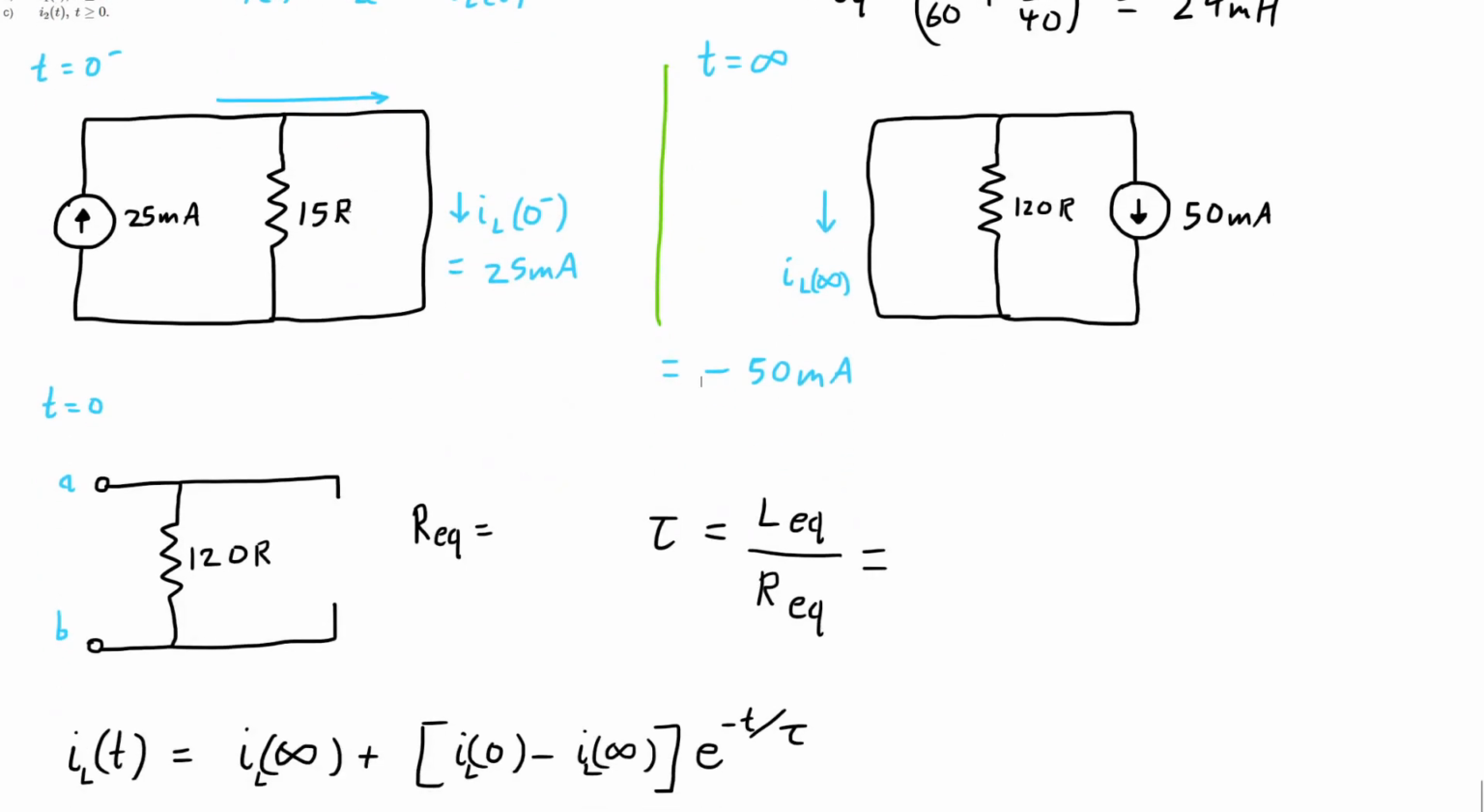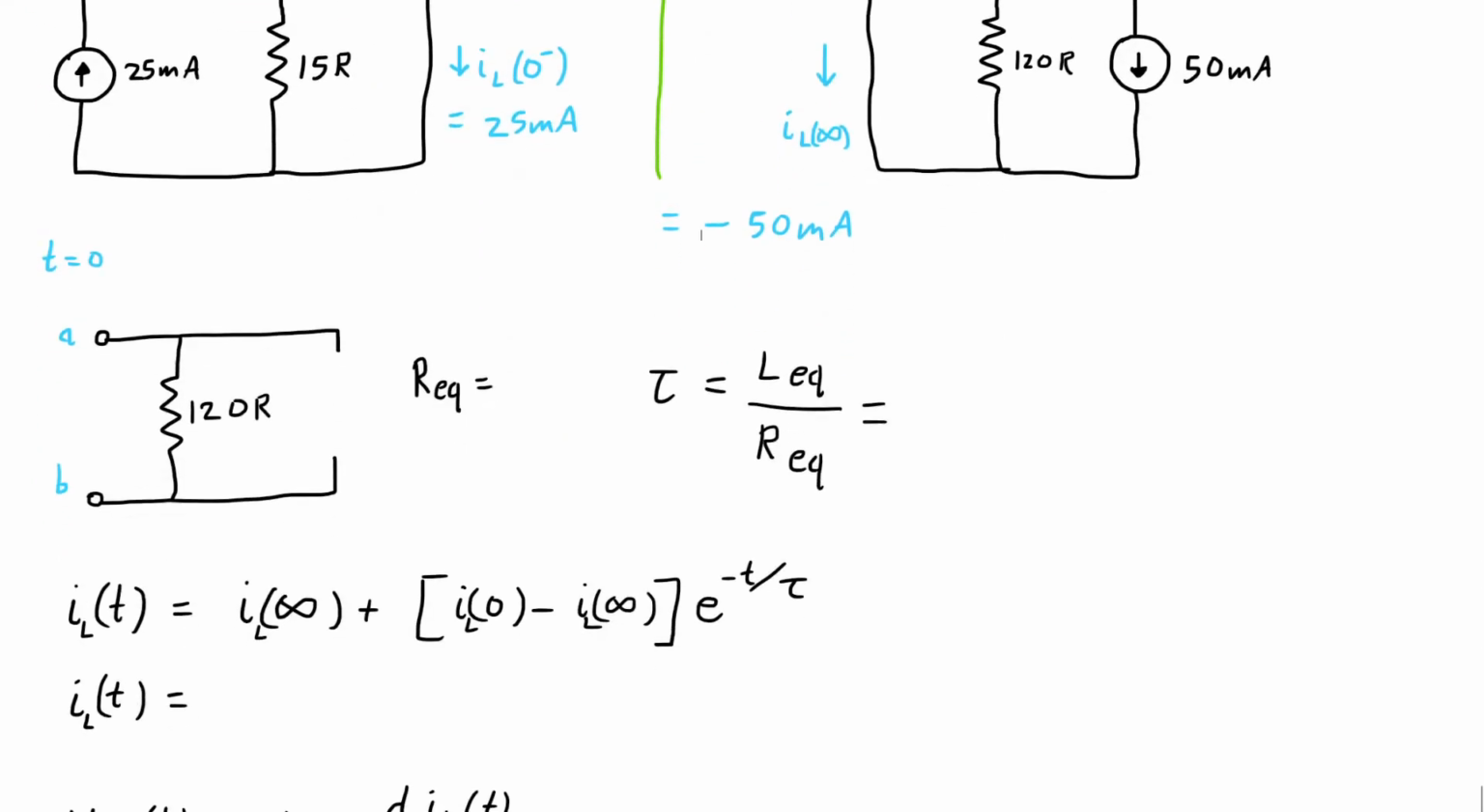Okay, so now we need to find the equivalent resistance for the inductor after time equals 0. There's a current source right here that's going to be open because it has infinite internal resistance. So that's just going to be REQ is 120 ohms. So LEQ is 24 millihenry divided by 120 ohms. Let's find tau. 24 millihenry divided by 120 is 1 over 5,000.